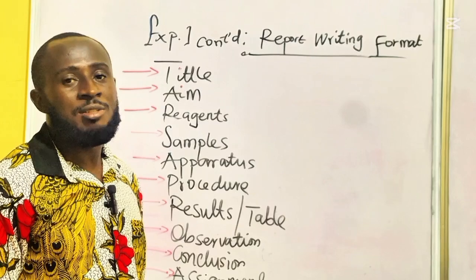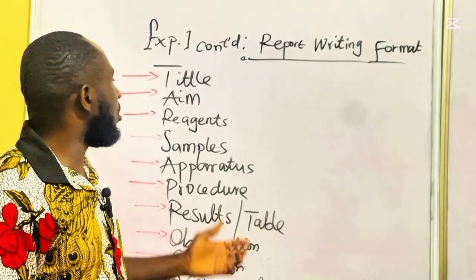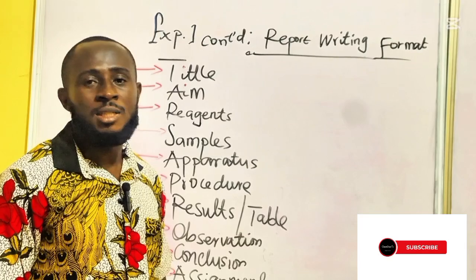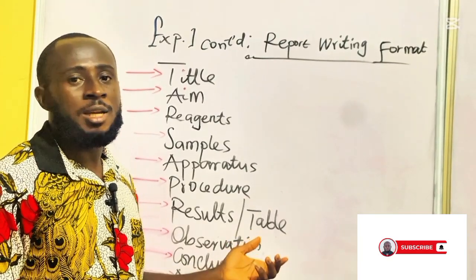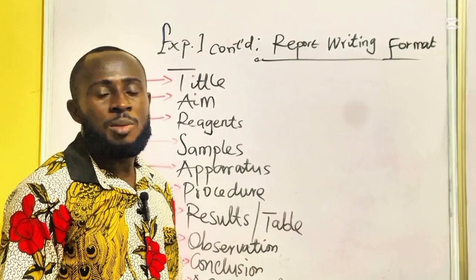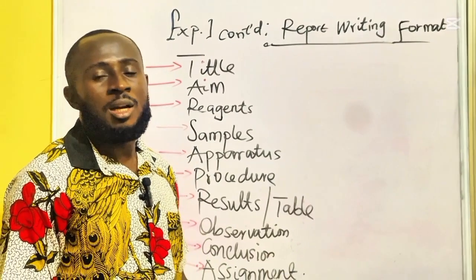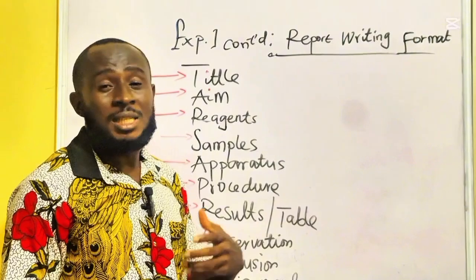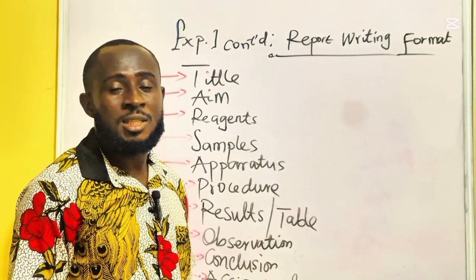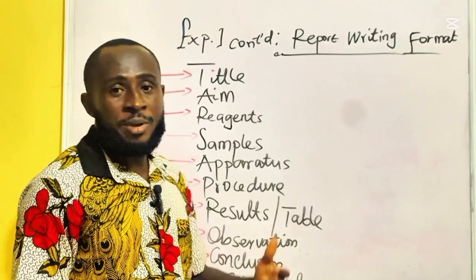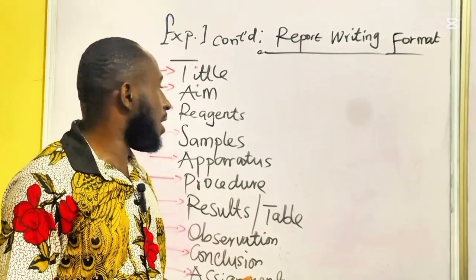It must be boldly written, the title. After title, you go down to aim. Why are you carrying out this experiment? That is where you will state the aim of the experiment. Now, in the previous video I posted about aspirin, the title of that experiment was esterification of esters. And what was the aim? The aim was to prepare aspirin. All right, it's just as simple as that.